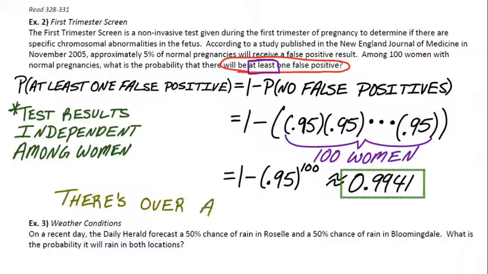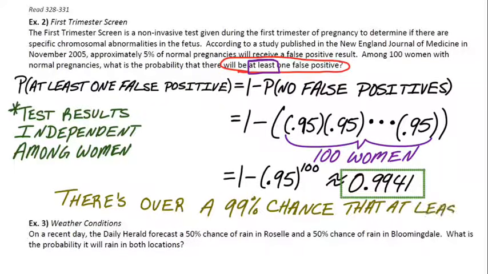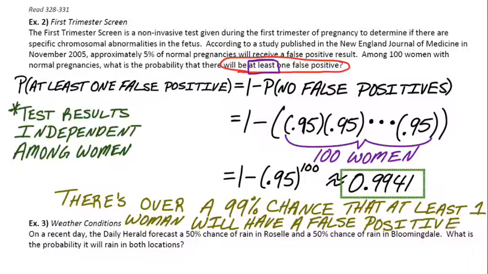So to give that answer some context, there's over a 99% chance that at least one woman will have a false positive. So when you see key phrases like at least or at most, a lot of times it's more efficient to use the complement rule and do 1 minus the probability that there's none.